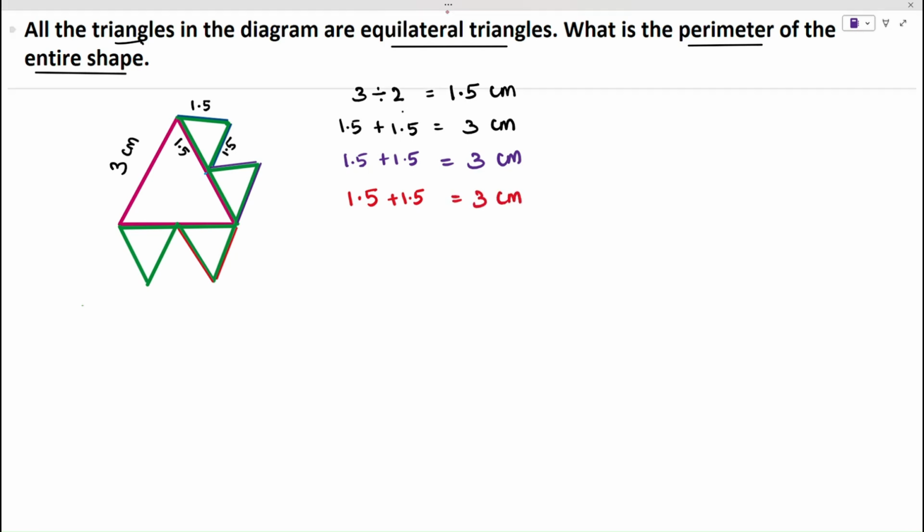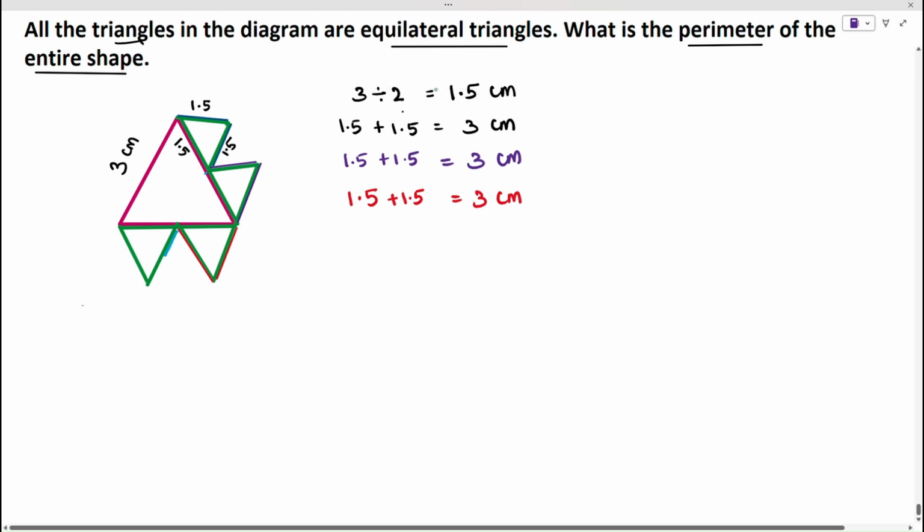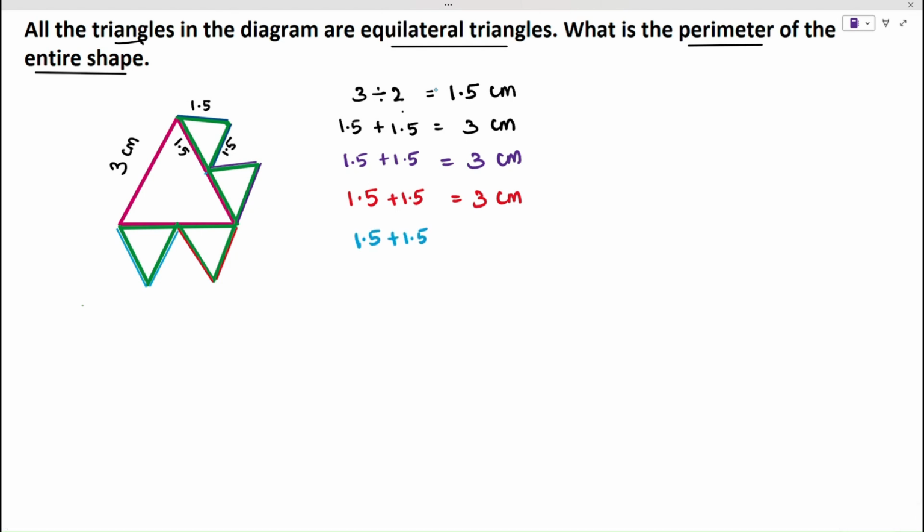And now, for our last triangle, we have another set of 2 sides exposed. And, as we know, 1.5 plus 1.5 is 3. Now we have 4 3s here. And so if we do 4 times 3, or add all our 3s together, we get the total length of 12 centimeters.